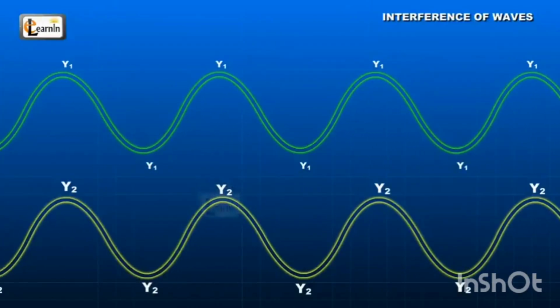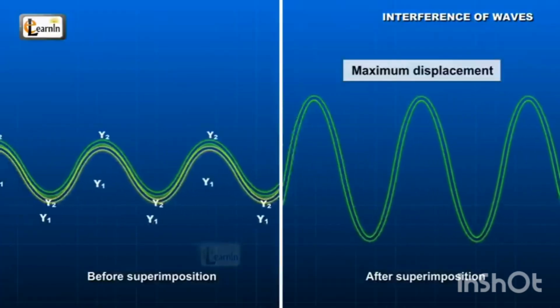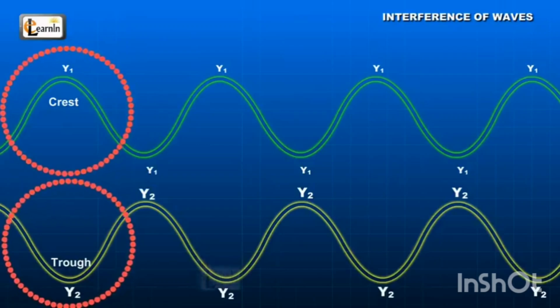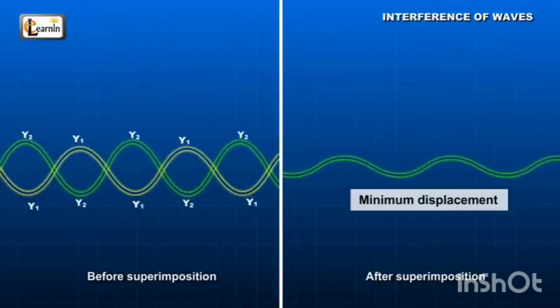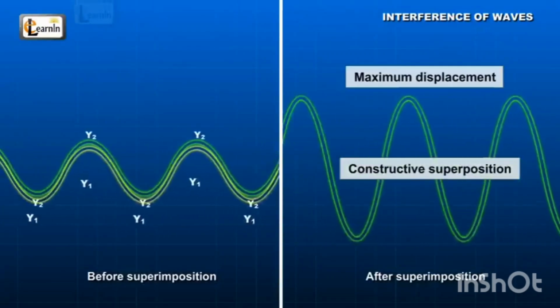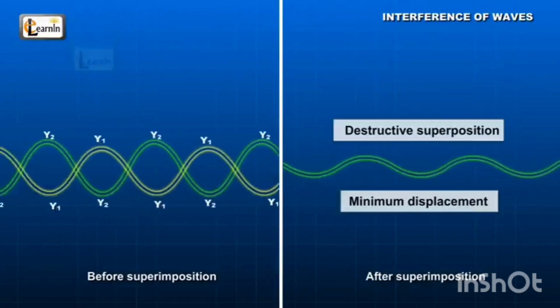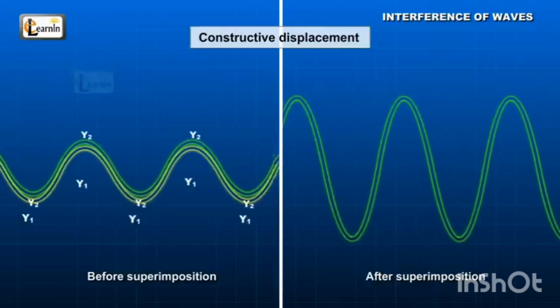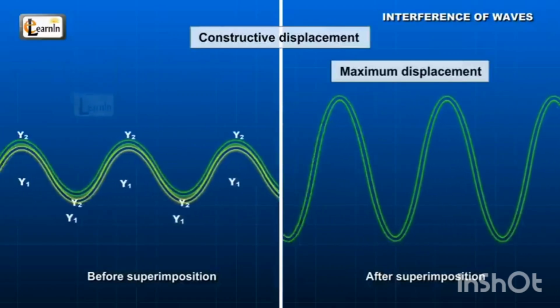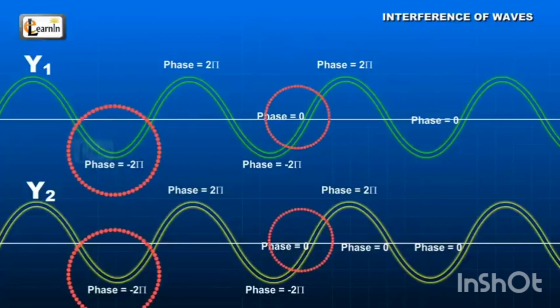When y1 is due to a crest or trough, and y2 is also due to a crest or trough, the resultant would be the maximum. And when y1 is due to a crest and y2 is due to a trough, or vice versa, the displacement would be minimum. When maximum displacement takes place, it's called constructive superposition, and when minimum displacement takes place, it's called destructive superposition. In constructive superposition, a maximum displacement curve is produced. Thus, when constructive superposition occurs, the phase difference between the waves would be 0, or a multiple of 2π.